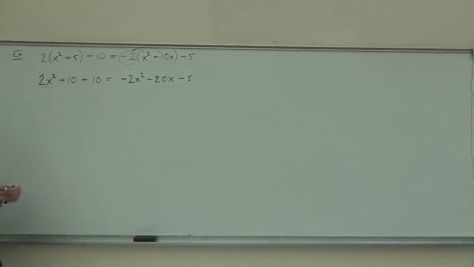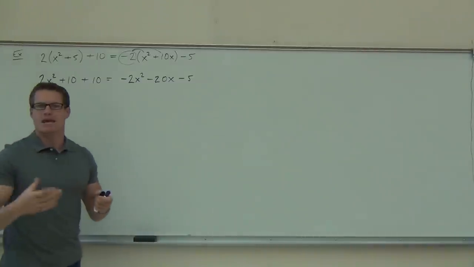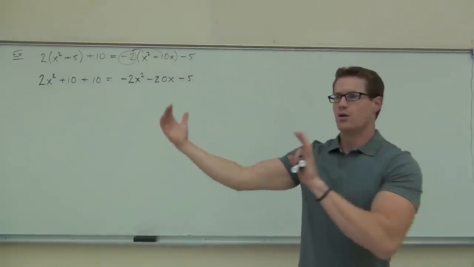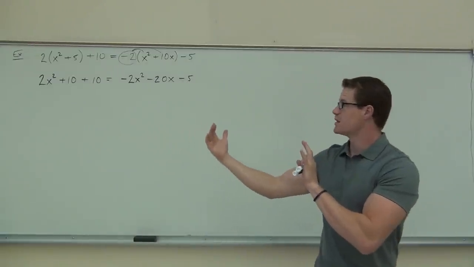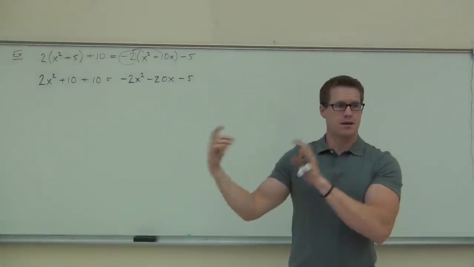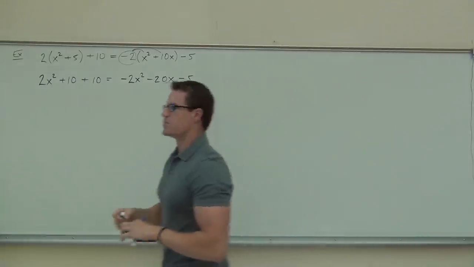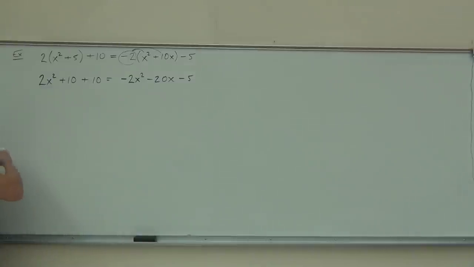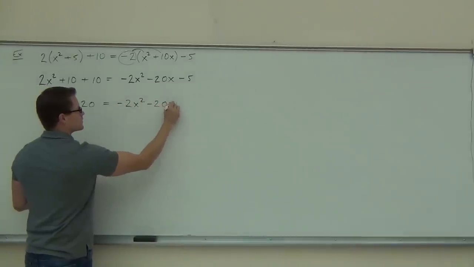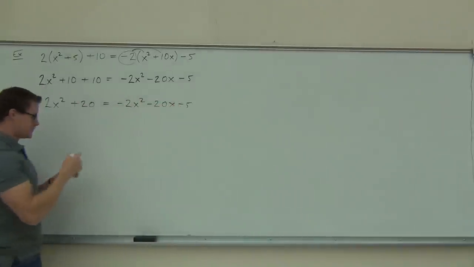Okay. Next step, we are going to continue down and see if we can combine any like terms. Remember what we talked about, like terms have to be on one side of an equation. So do we have any like terms in this problem? On the left side, just our numbers there. So when we combine those, we'll get our 2x squared plus 20. On the right-hand side, we're just going to leave it the same. Negative 2x squared minus 20x minus 5.